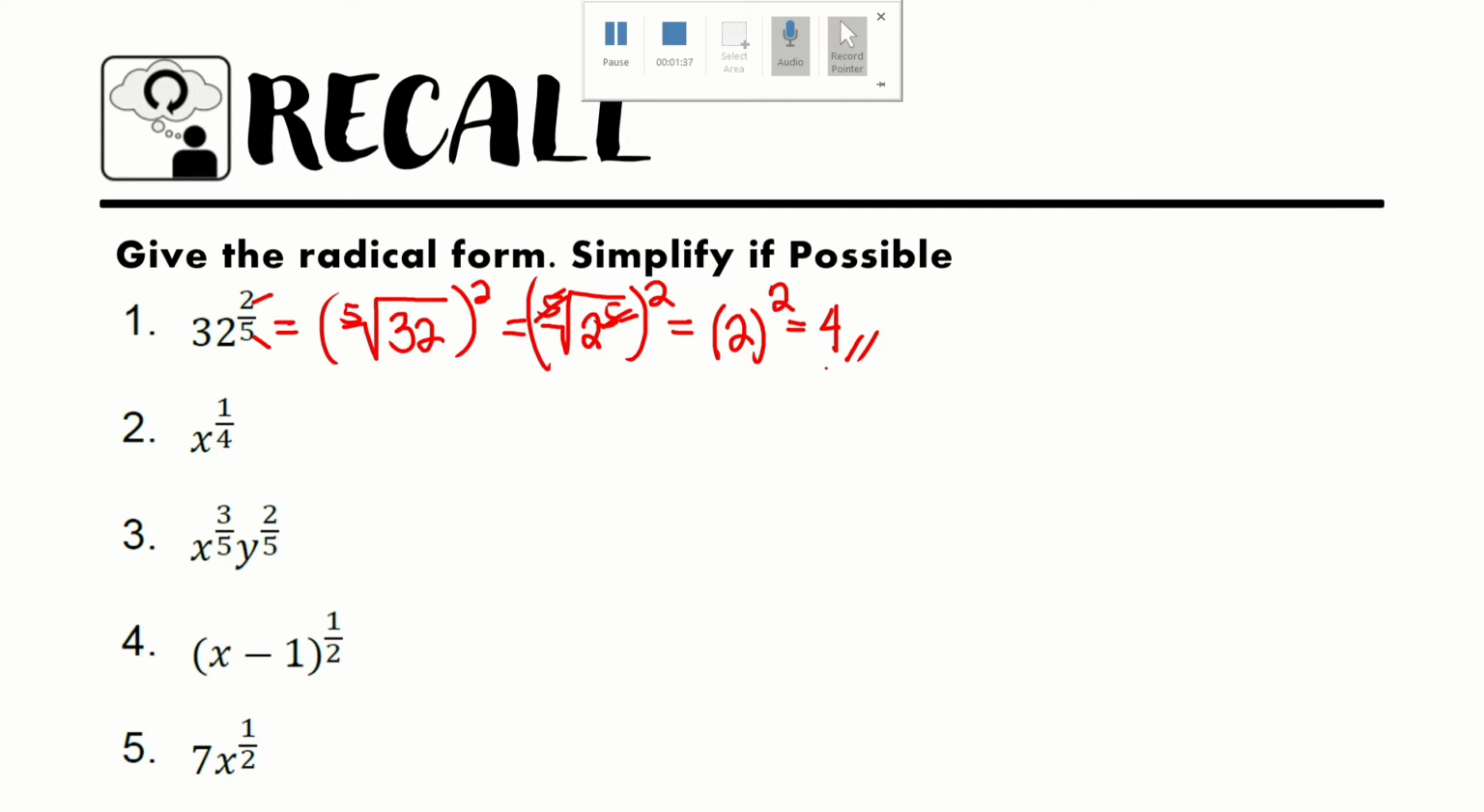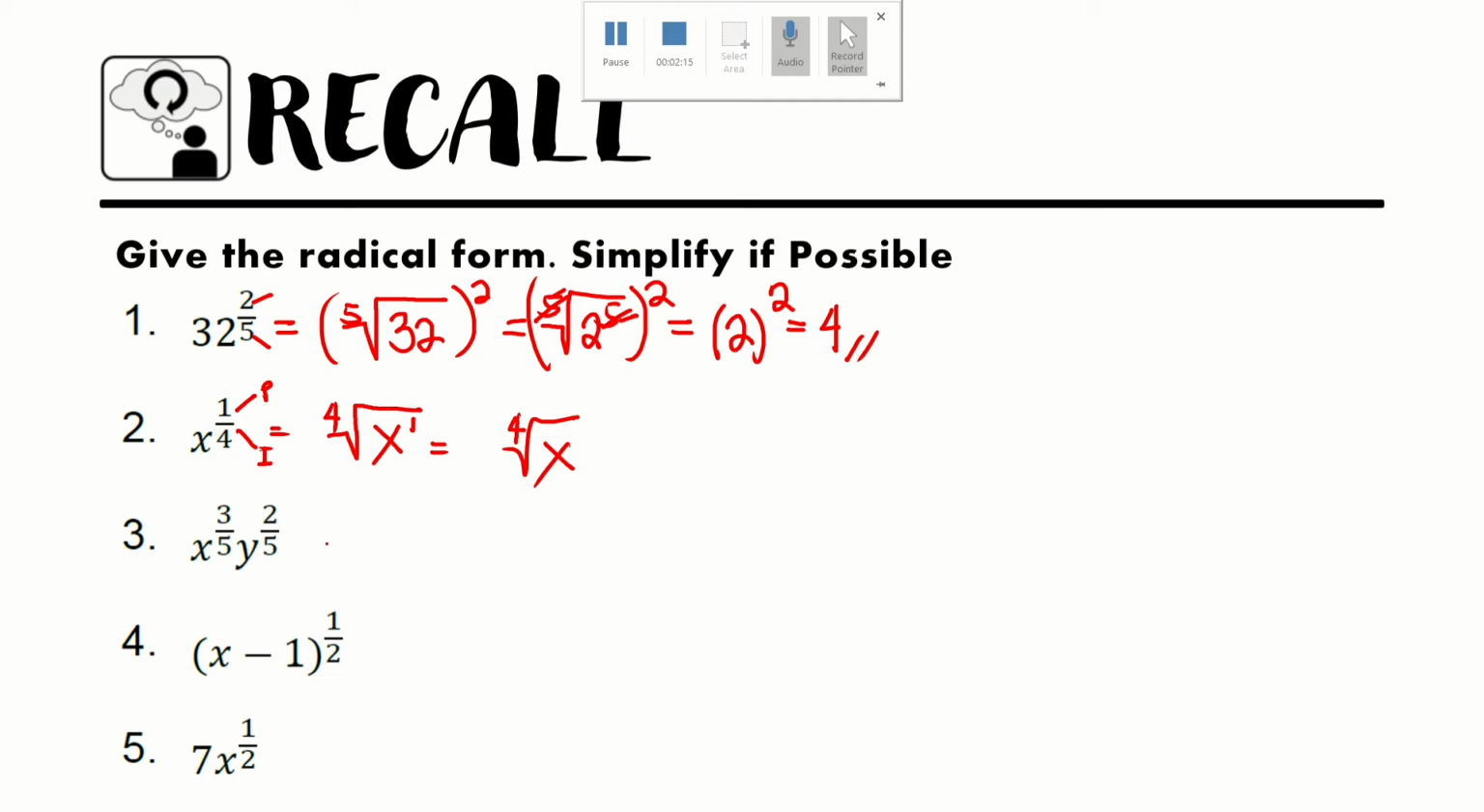Okay, let's try to answer number 2. In example number 2, we can simply rewrite this in radical form. Again, copy the base and place it inside the radical sign. Then the numerator part will serve as the power and the denominator part will serve as the index. Here, the index is 4, which is the order of our radical, and the power is 1. So our answer now is simply the fourth root of x.